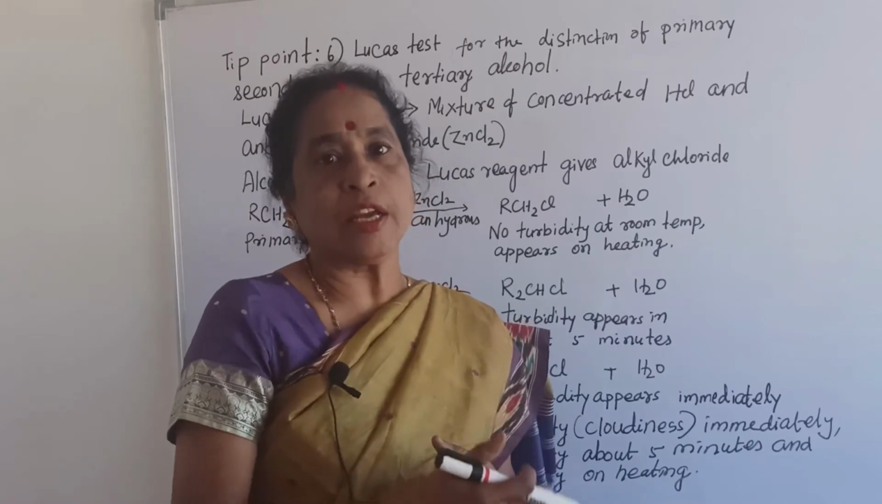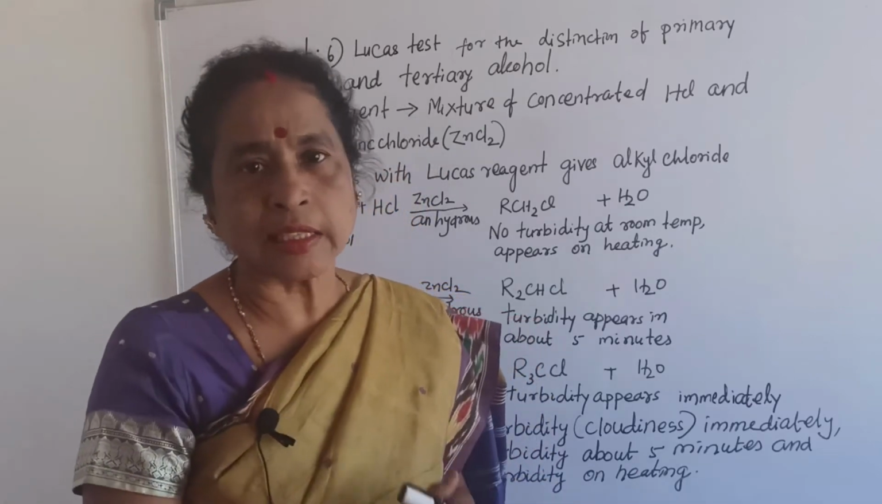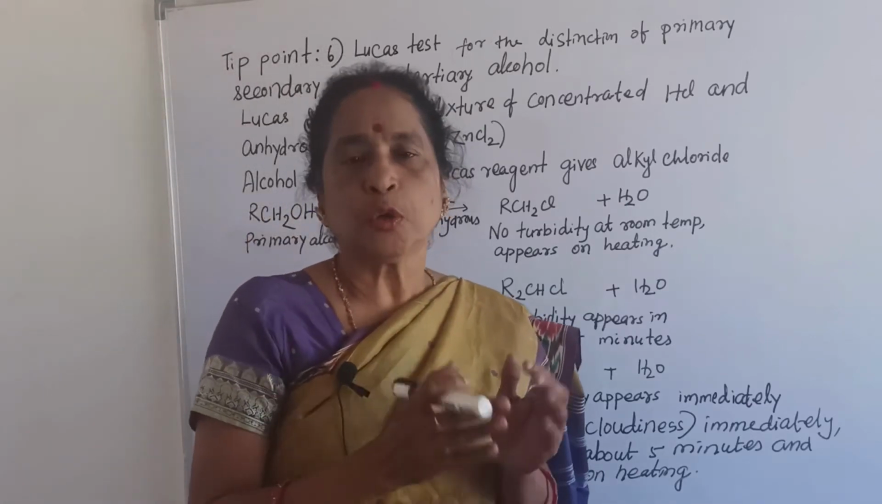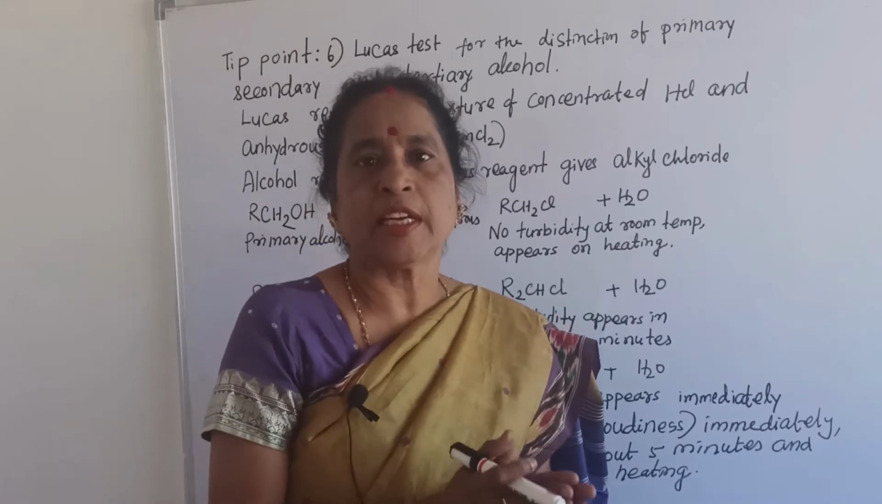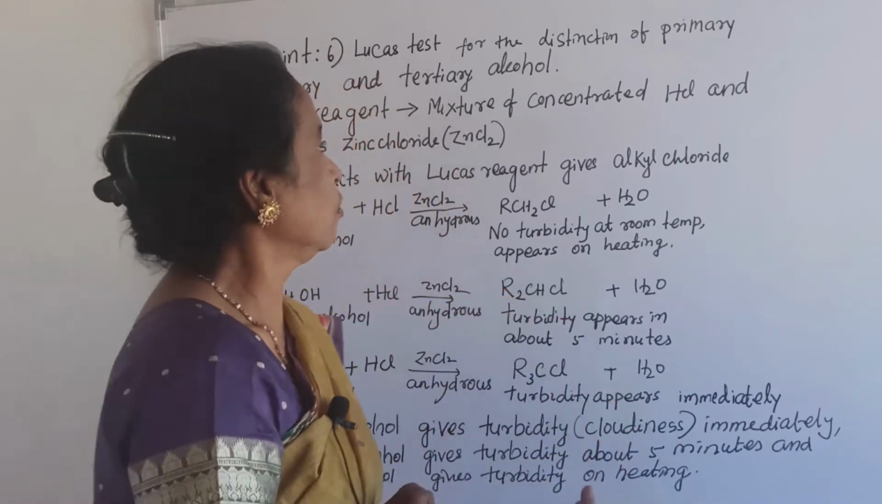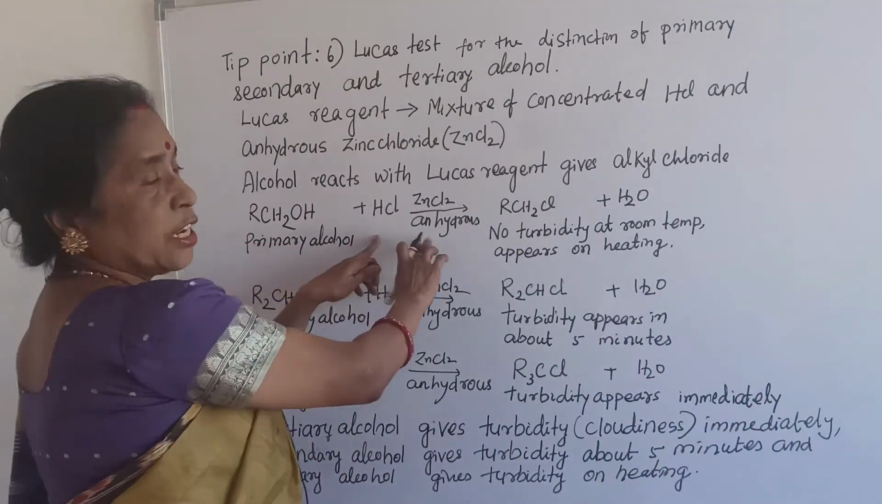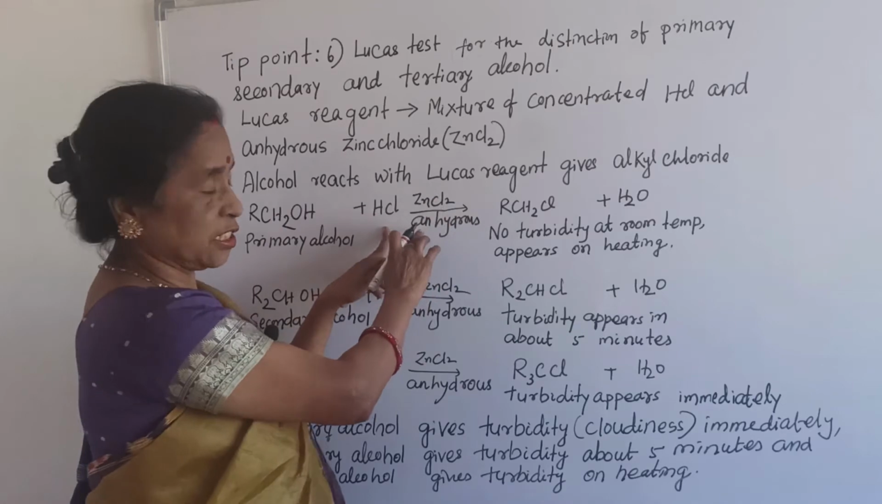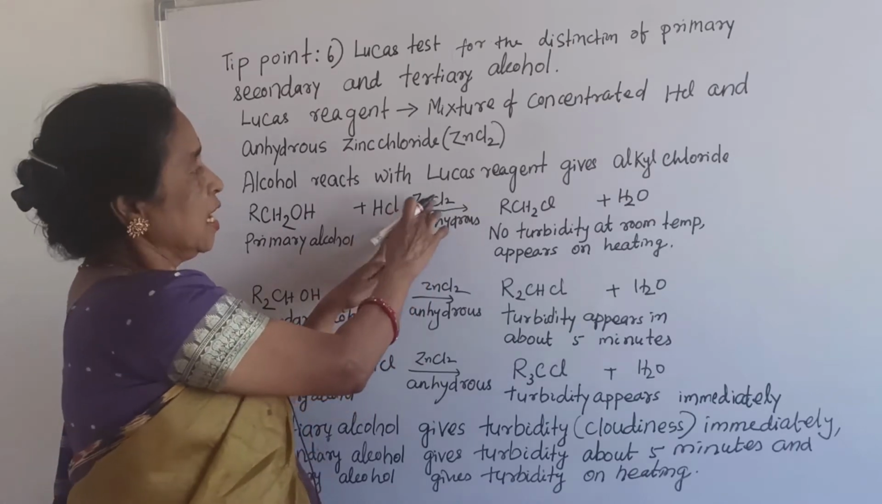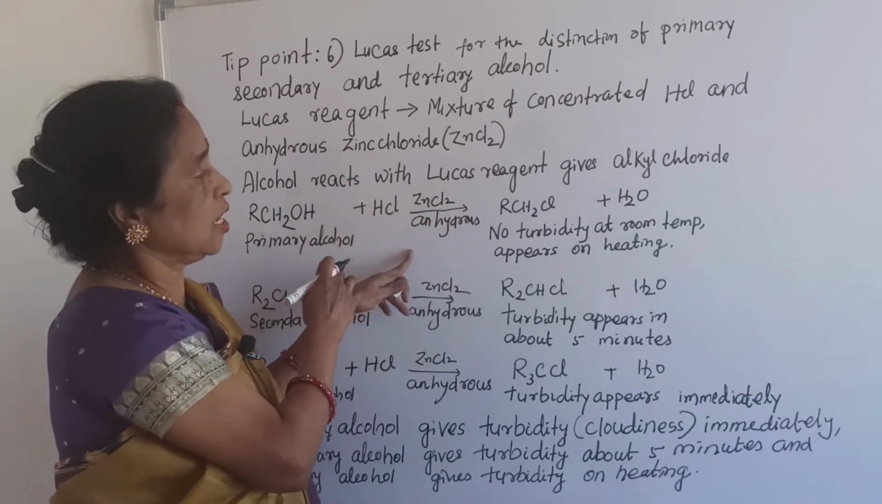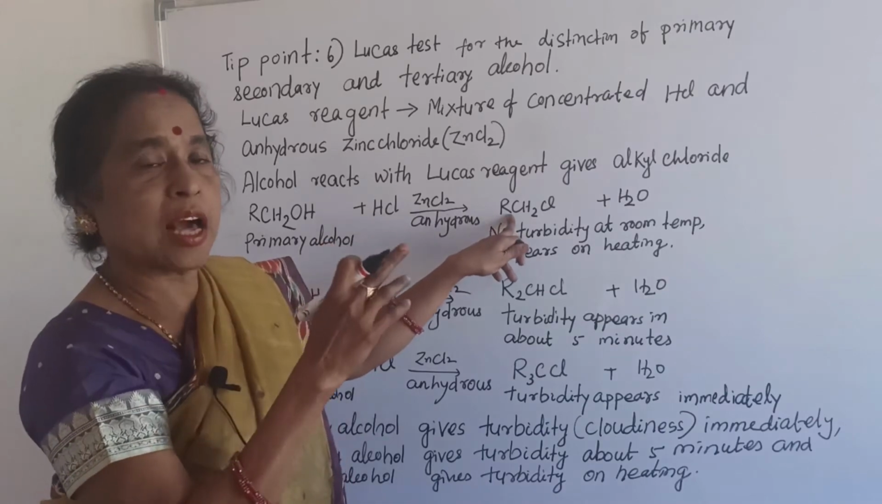Similarly, for secondary and tertiary alcohols, what is the time required to produce the turbidity, that is the alkyl halide. Now see here, if it is a primary alcohol and you are treating it with Lucas reagent, that is hydrochloric acid and anhydrous zinc chloride, then what happens? It gives primary alkyl halide.